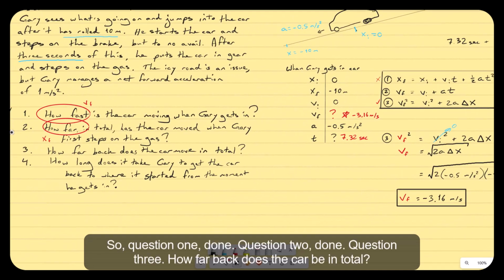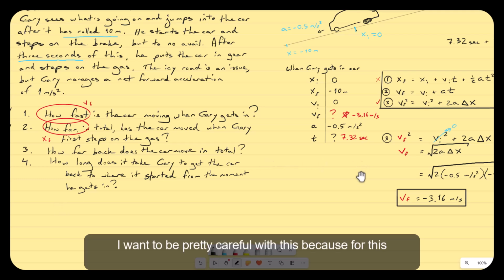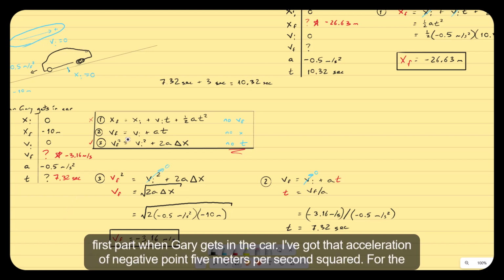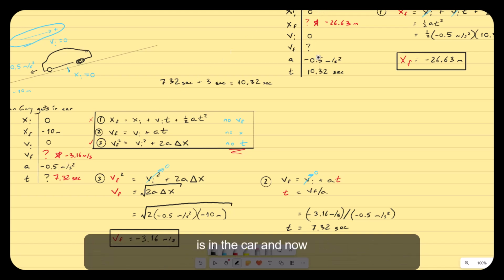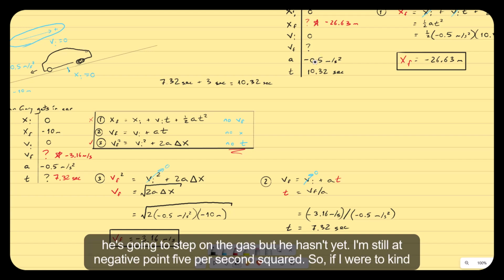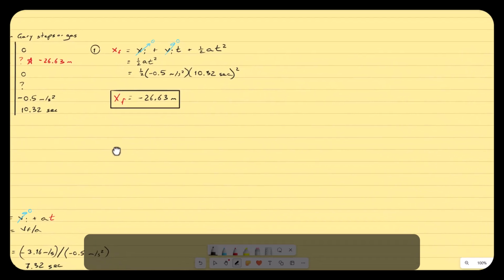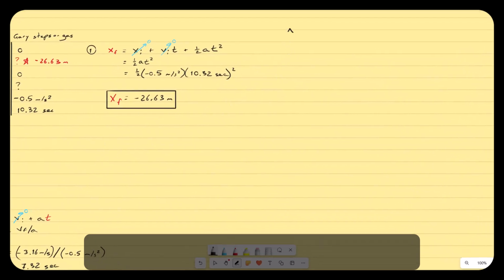So question 1, done. Question 2, done. Question 3, how far back does the car move in total? I want to be pretty careful with this because for this first part, when Gary gets in the car, I've got that acceleration of negative 0.5 meters per second squared. For the second part, Gary is in the car and now he's going to step on the gas, but he hasn't yet. I'm still at negative 0.5 meters per second squared. So if I were to kind of graph this acceleration, because everyone likes a good graph, right?